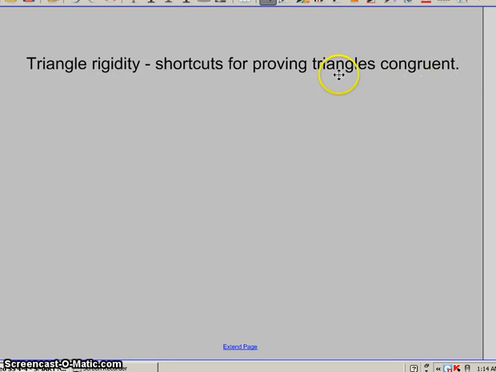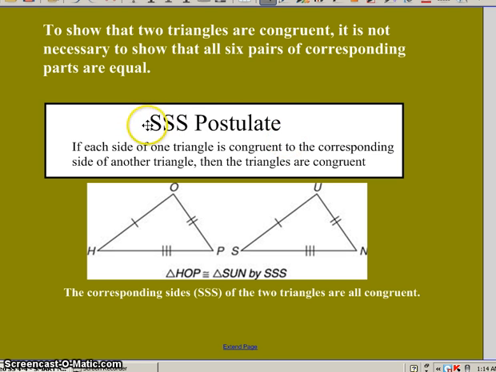Alright, the first little thing we have is the shortcuts for proving triangles congruent we call triangle rigidity. So triangle rigidity is just shortcuts for proving triangles congruent. And here's the first one. It's called side, side, side postulate. And basically it says if each side of one triangle is congruent to the corresponding sides of another triangle, then the triangles are congruent. So all we need is 3 sides that are congruent to use side, side, side postulate.